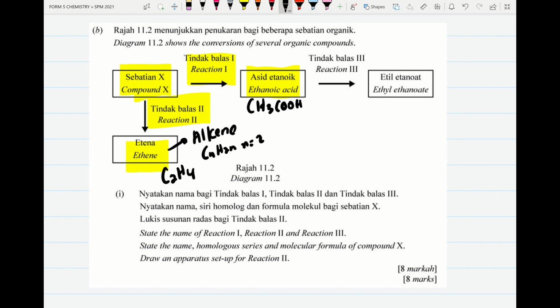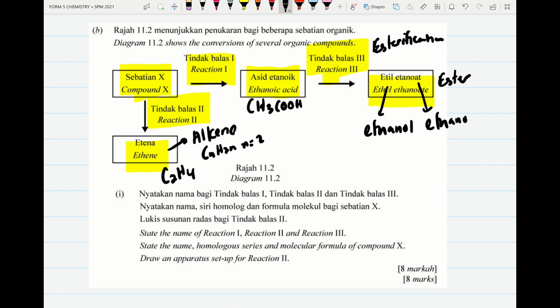In reaction number 3, when ethanoic acid reacts with something, we get ethyl ethanoate. This belongs to the ester series. The name of this reaction is esterification. The ethyl comes from ethanol, and the ethanoate comes from ethanoic acid. So these are the two reactants used to produce ethyl ethanoate.